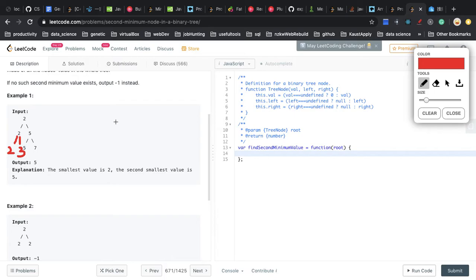Okay, now let's get into coding. To solve this question, we need to use a recursive function because we have to visit the left node and right node of every current node.